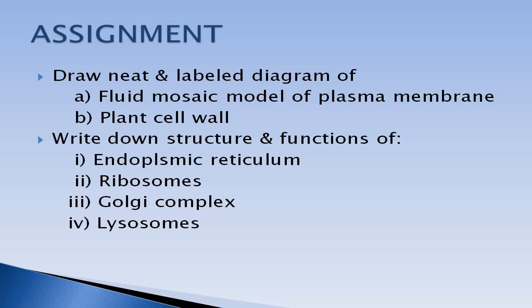Your assignment is, number 1, to draw a neat and labeled diagram of the fluid mosaic model of the plasma membrane and plant cell wall. And number 2, write down the structure and functions of endoplasmic reticulum, ribosomes, Golgi complex, and lysosomes.